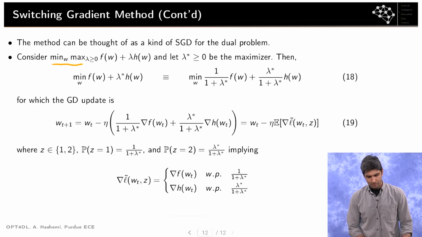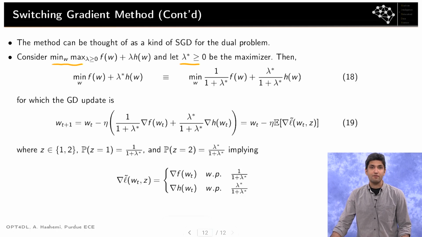We want to minimize with respect to W, maximize with respect to lambda, of f of W plus lambda times h of W. Let's say that somehow I was able to solve the inner maximization problem for any value of W, and I find lambda star. So let's say lambda star, which is non-negative, is the maximizer of the inner maximization problem. Generally this will be a function of W, but for simplicity of our intuitive discussion, let's just assume that it's a constant. It does not change with W.